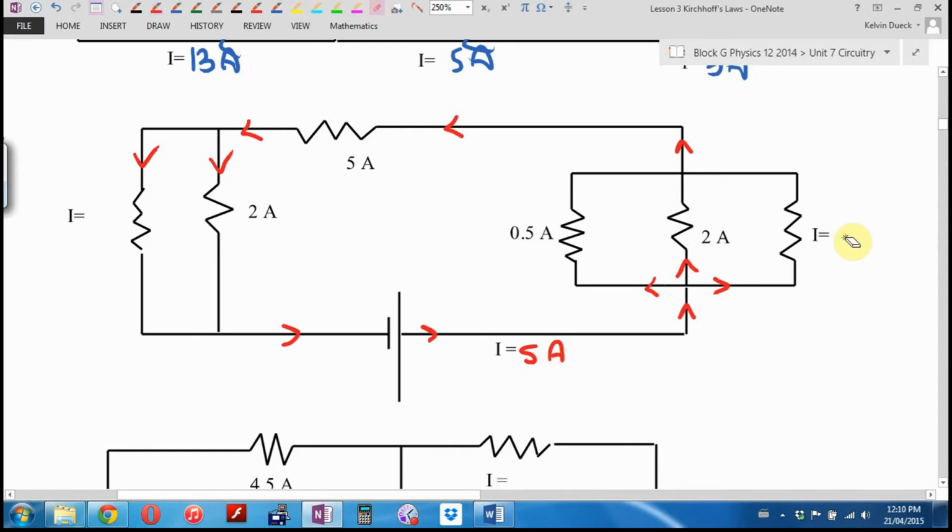How many amps? How many amps right there? What did you say? 2? I disagree. 2.5, right? 0.5 to 2.5. It's got to add to 5 in this particular example. Then they rejoin. There's my 5. Follow it, follow it, follow it. Oh, we split up again. How many amps right here? 3.